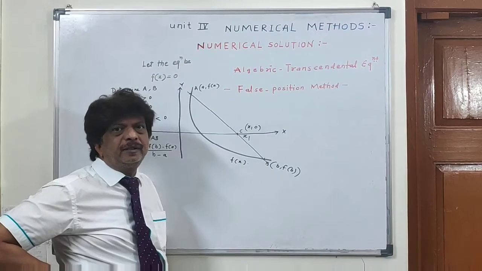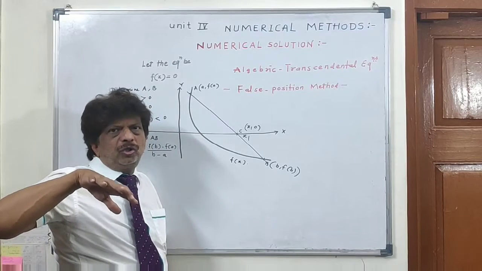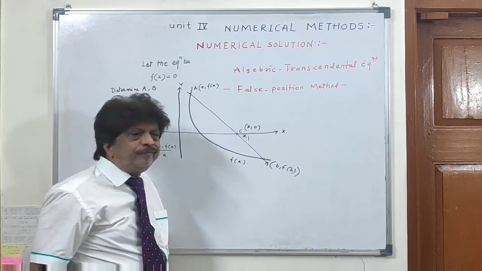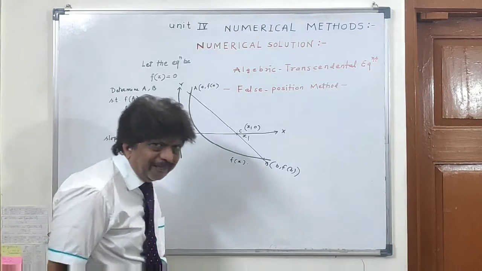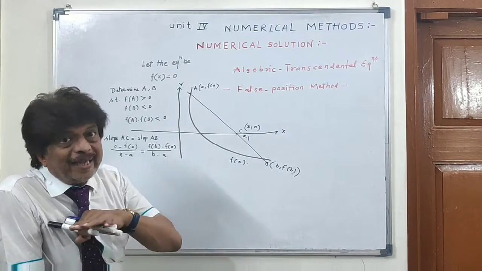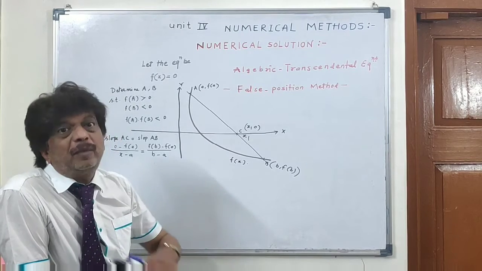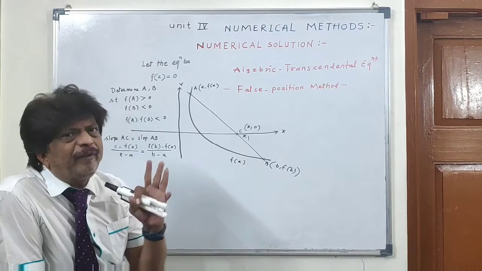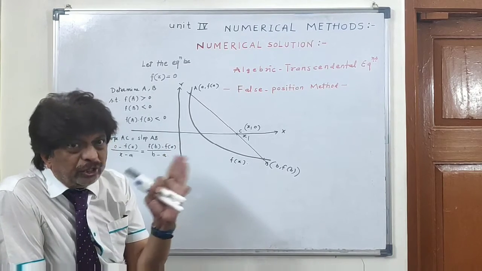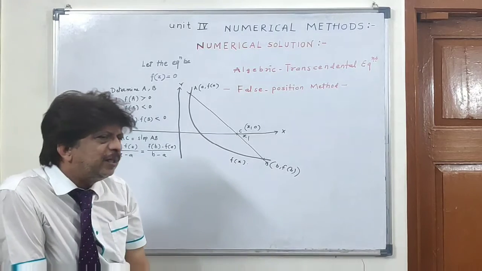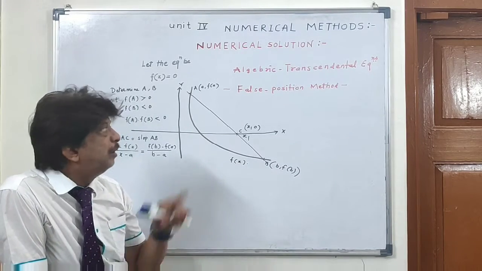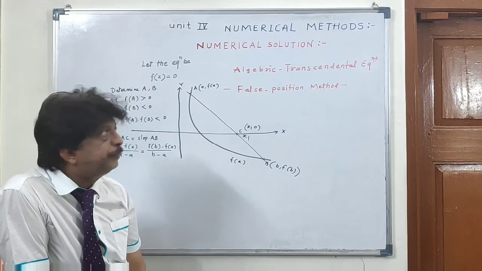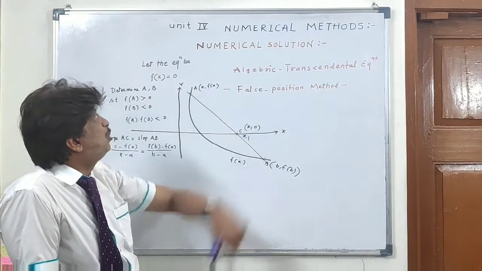So dear friends, an equation which involves a logarithmic function, exponential function, or trigonometric function is said to be a transcendental function. If the function is a polynomial function, then it is referred to as an algebraic function. The numerical solutions to such equations are studied under the method of regula falsi, also called the method of false position. So we shall discuss this false position method.